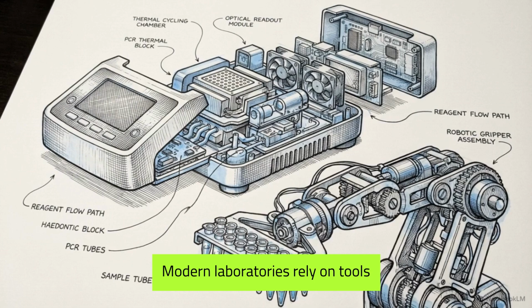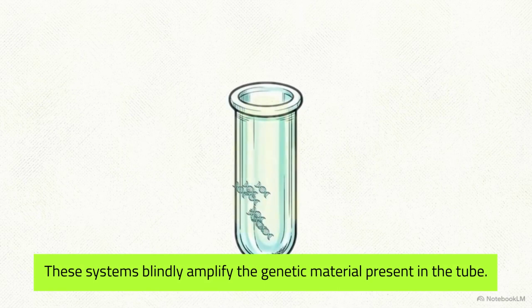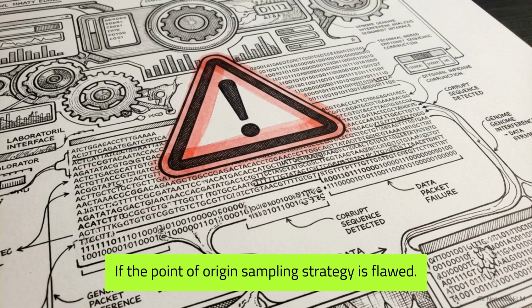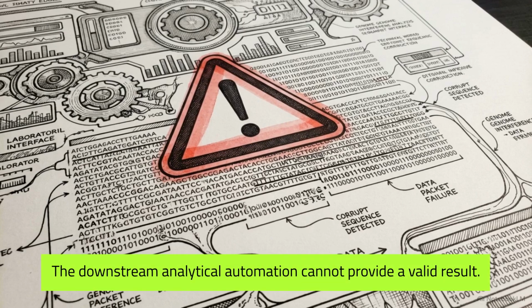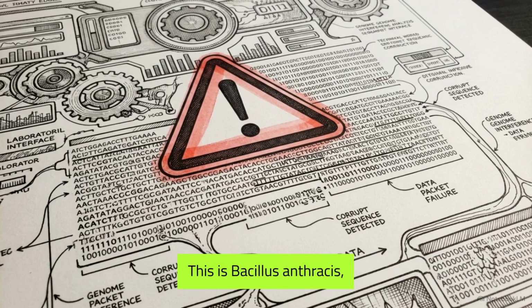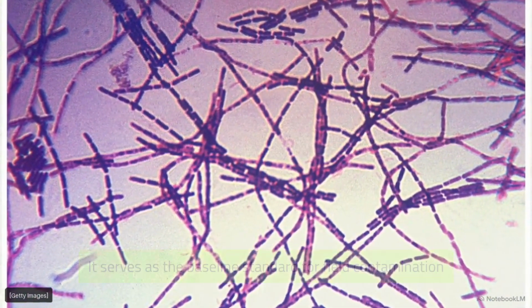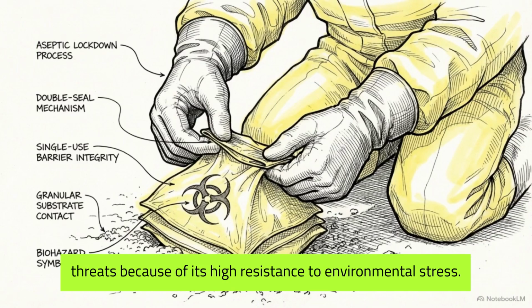Modern laboratories rely on tools like polymerase chain reaction, or PCR, to sequence microbial DNA. While highly accurate, these systems blindly amplify the genetic material present in the tube. If the point of origin sampling strategy is flawed, the downstream analytical automation cannot provide a valid result. This is Bacillus anthracis, the pathogen responsible for anthrax. It serves as the baseline standard for field contamination threats because of its high resistance to environmental stress.